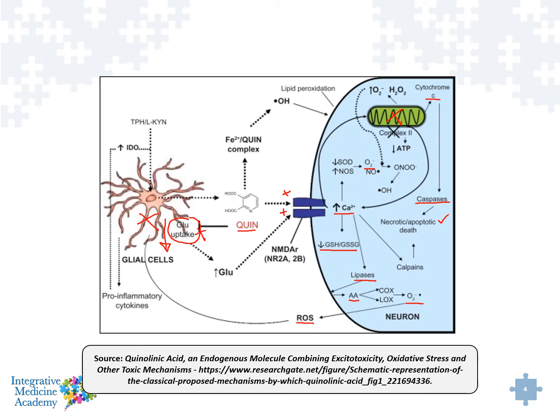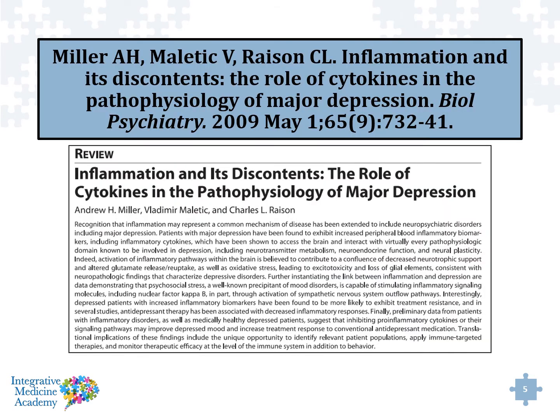Quinolinic acid can bind with iron, generating hydroxyl radicals, which themselves cause destruction of the outer membrane of the nerve cell. So as you can see, there are a lot of things happening here with excess quinolinic acid. Now, this was an interesting paper that came out in Biological Psychiatry in 2009, called Inflammation and Its Discontents: The Role of Cytokines in the Pathophysiology of Major Depression.